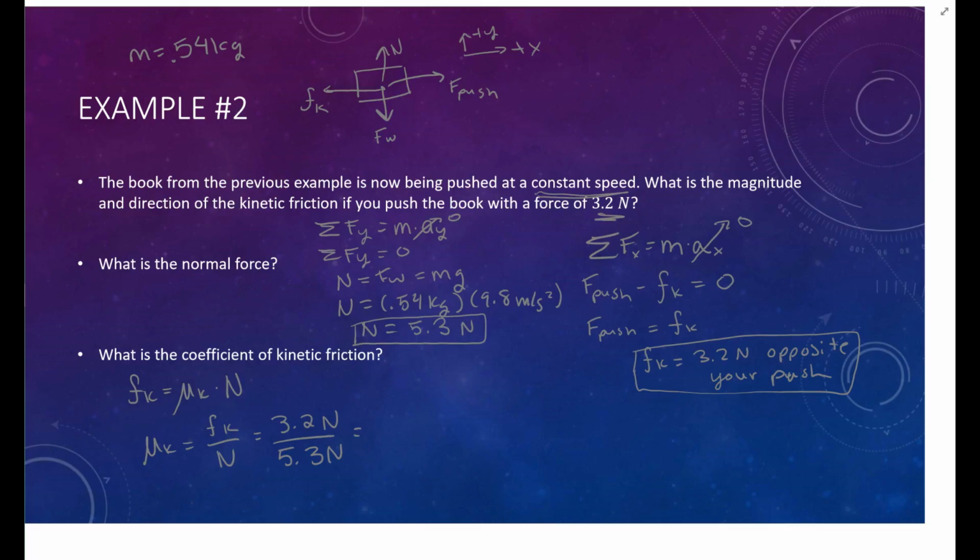Right, so what's that value? 0.60. Is there a unit attached to that? Nope, because I have newtons over newtons, they cancel. So that is my coefficient of kinetic friction.